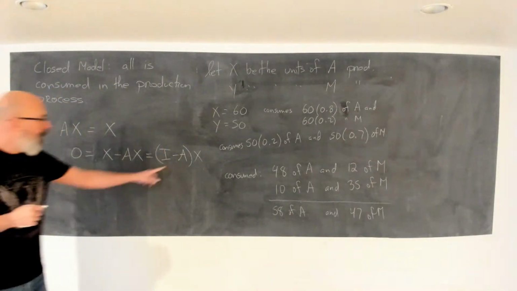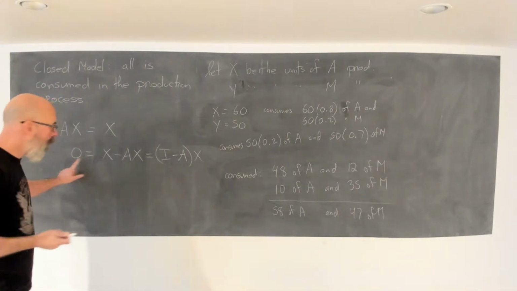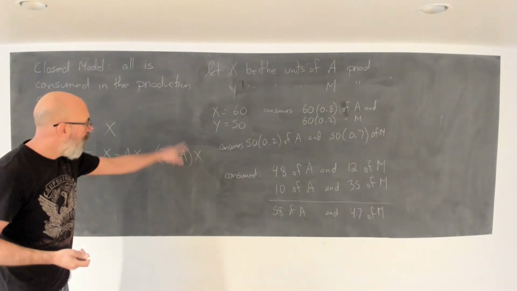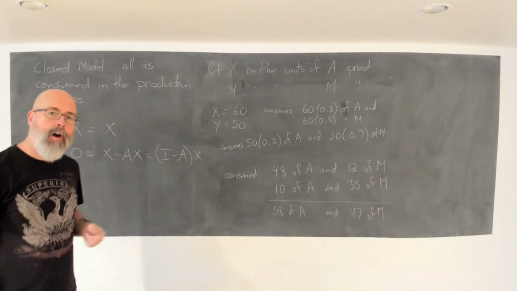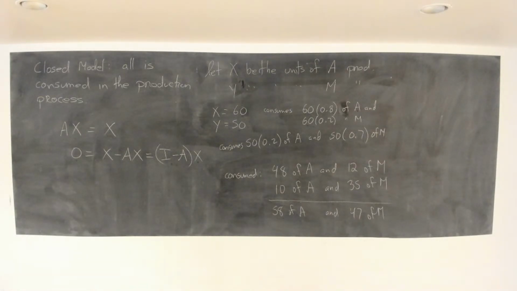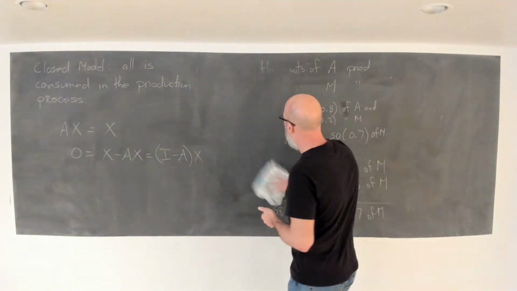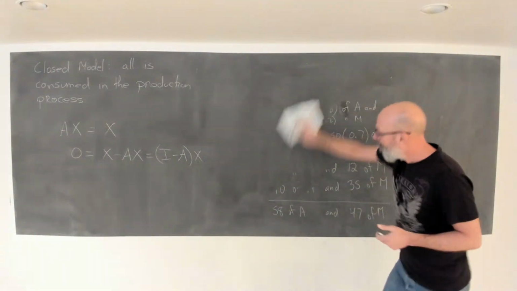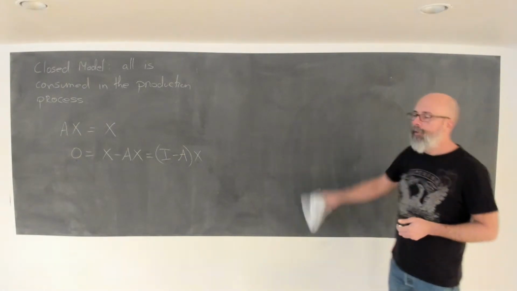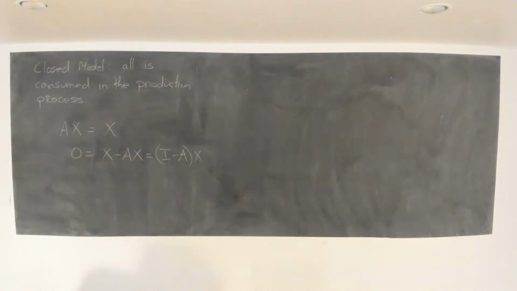we have this. Now, if I minus A is invertible, then we're in trouble, and nothing can be produced. So what happens in the closed model is that I minus A is actually not invertible. When does that happen? How can you tell if we have a closed model or open one? In the closed model, all the columns independently add to 1. Let's take an example.